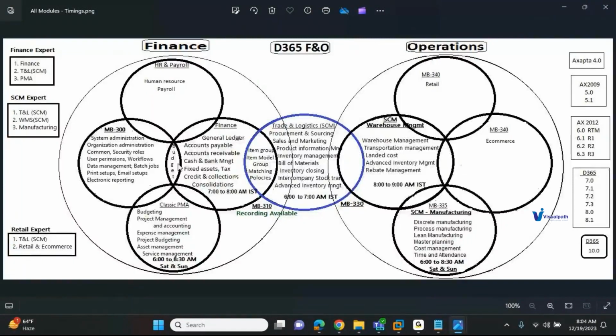I learned all these things, and I am providing training in all these modules: finance, trade and logistics, warehouse management, manufacturing, and project management. All five I'm teaching. If you start with this one, then definitely in future you will learn this one based on the project requirement. But you will not look at this one because you will think it is complex. If you start with this one, definitely you can learn all these things in future.